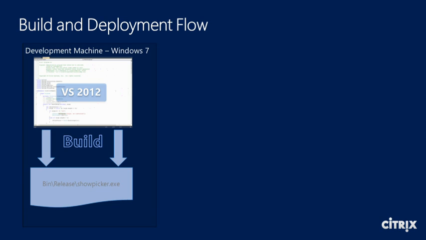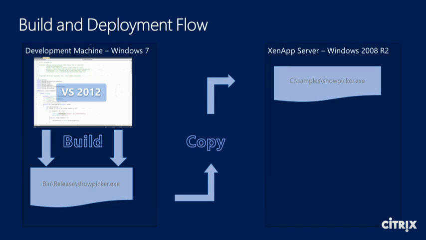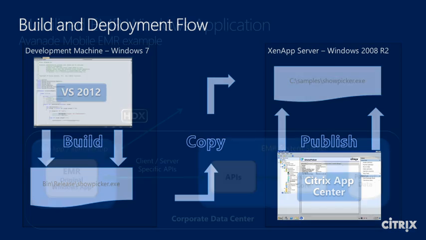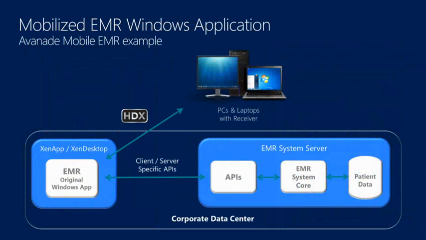The next step from there is to copy it up to the Citrix environment. The Citrix XenApp server, in this case, is what's being illustrated. Then with the Citrix App Center, you publish that application. Once it's published, it's available to be accessed by users that have Receiver on their mobile devices. For those of you familiar with the Citrix infrastructure, that's essentially the process for developing a mobile-friendly, touch-friendly application.